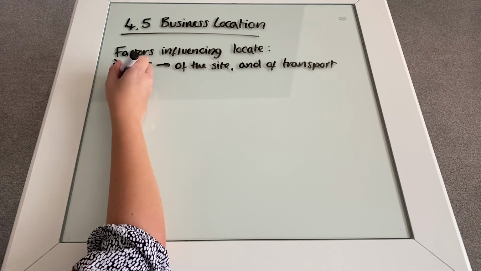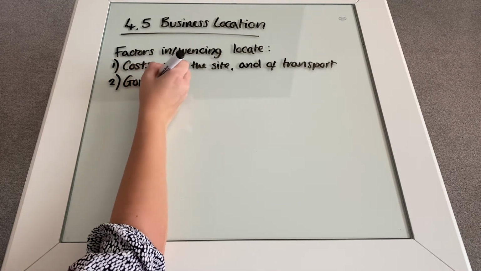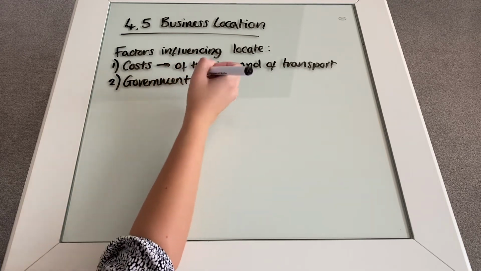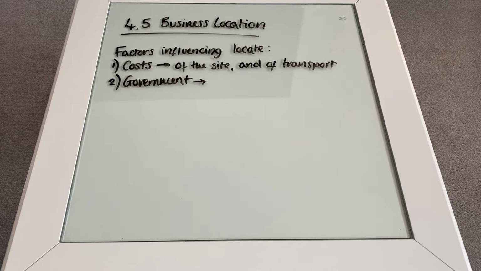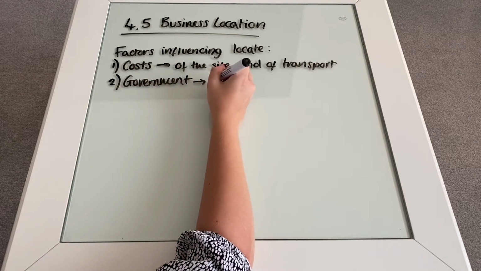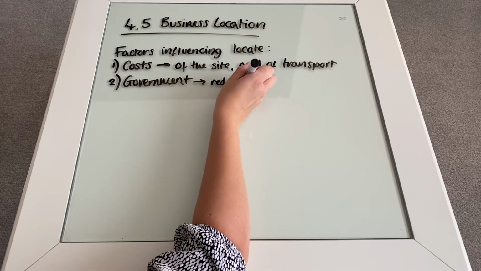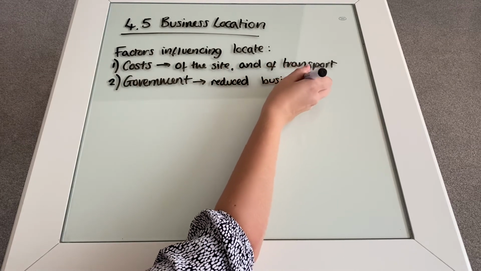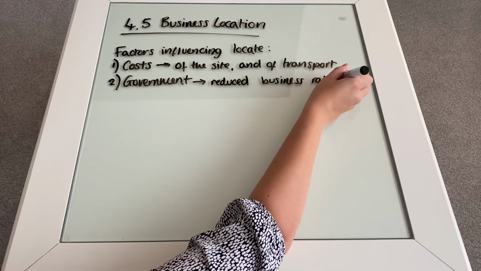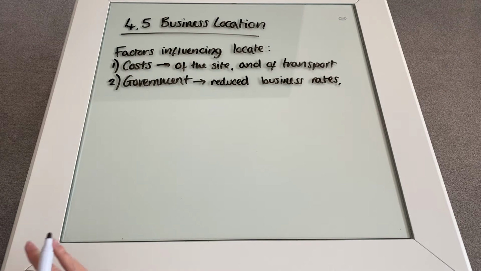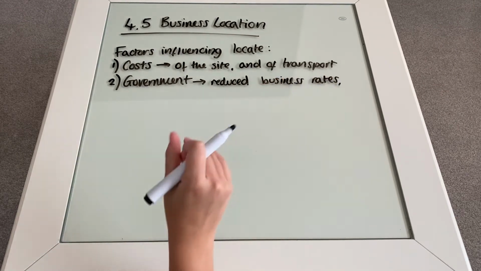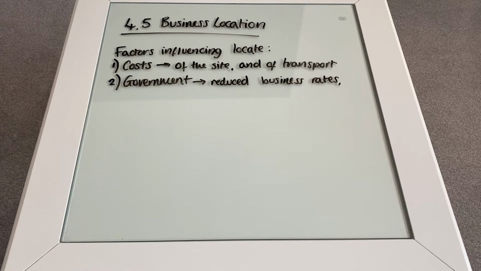The next is the government. This is an interesting one, but basically the government is involved in planning towns and planning different areas, and they put in different strategies, different bonuses, different policies to make different towns develop better. So it might be that in a town that has got a struggling high street, they might drop business rates. So when you rent a shop or a business unit, you have to pay business rates on top of your rent, and that is kind of like a tax to the council, to the government.